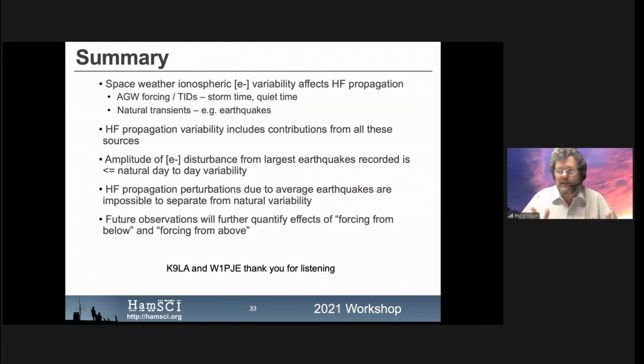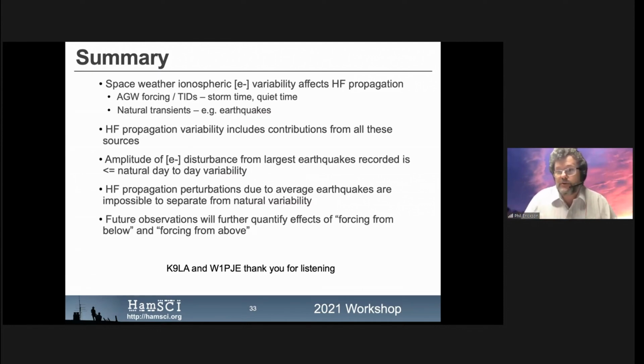So just to summarize and wrap this up from what Carl was saying a little earlier, we know for sure that the ionospheric electron density is variable on any day of the year, and even more prominently at storm times. There is gravity wave forcing from below, and energy input from above through things like coronal mass ejections or CIRs. And there are natural transients, which I've shown can be easily measured by professional equipment.